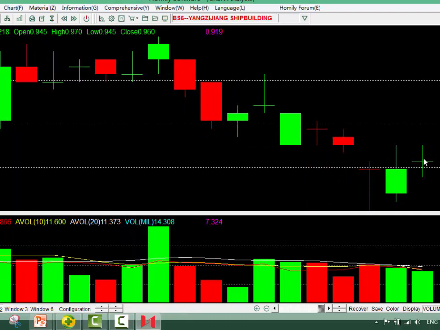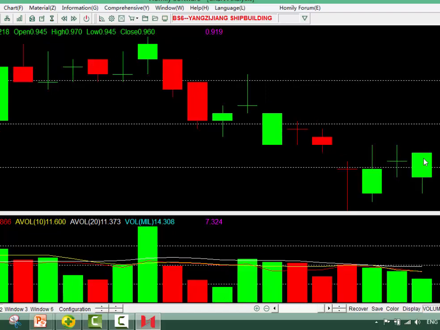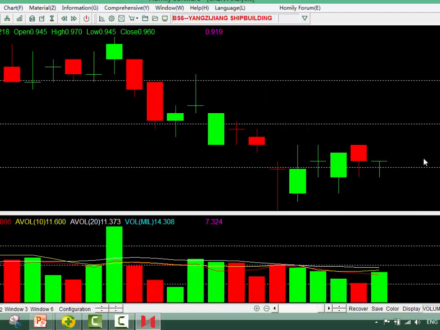We can see the Yangtze. This is the bottom area. This is the bottom area because the price went down. The price goes sideways. So now you know that. The price is moving sideways.